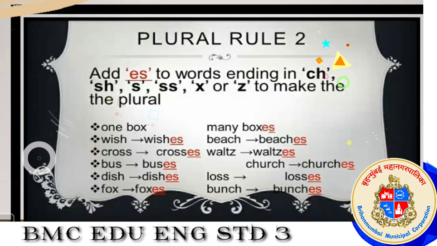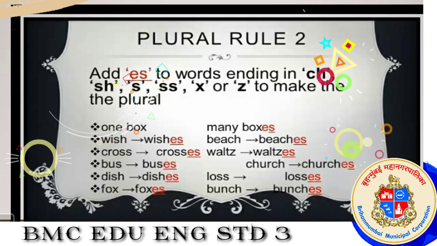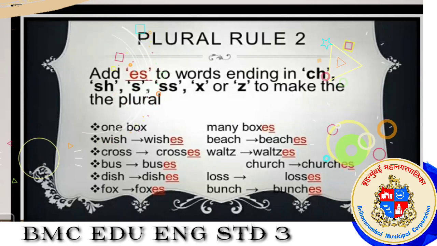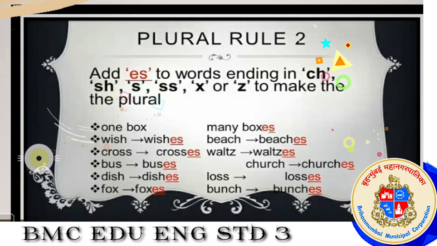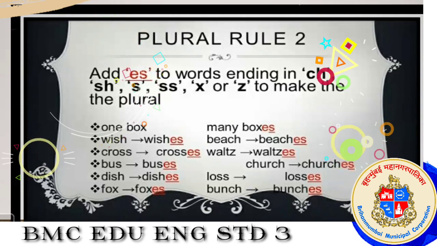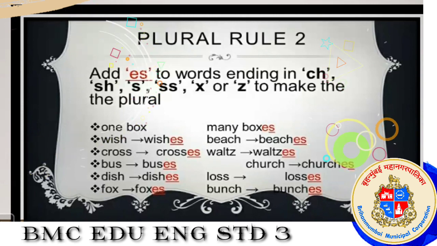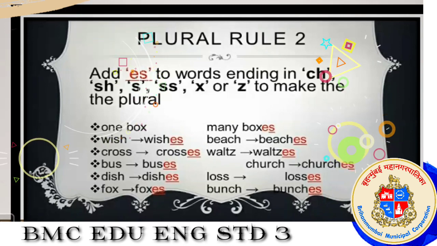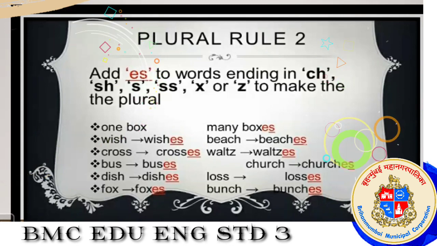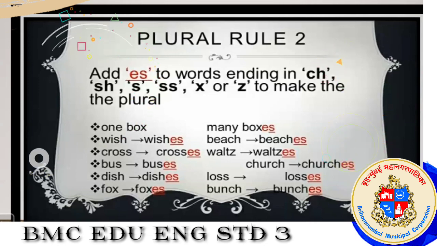So I hope all of you understood that where we have to add ES. If the word is ending with the letter CH, SH, S, double S, X or Z, in such words only we have to add the ES to make the plural.